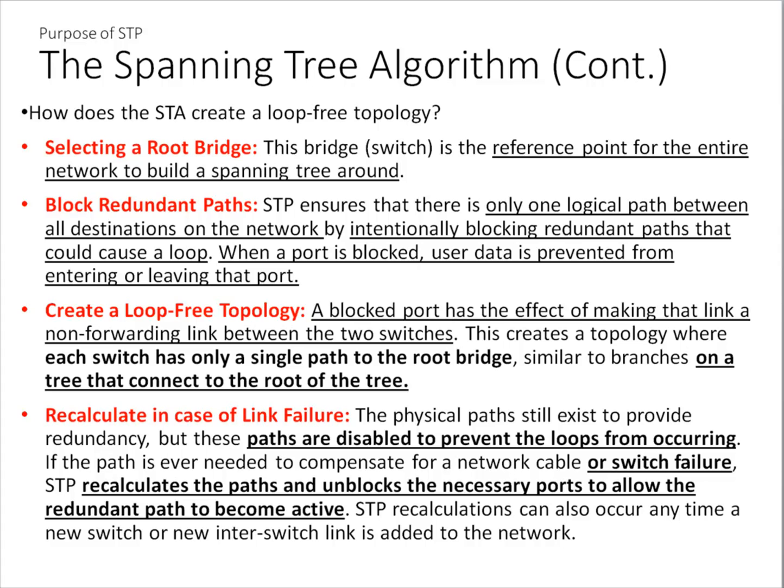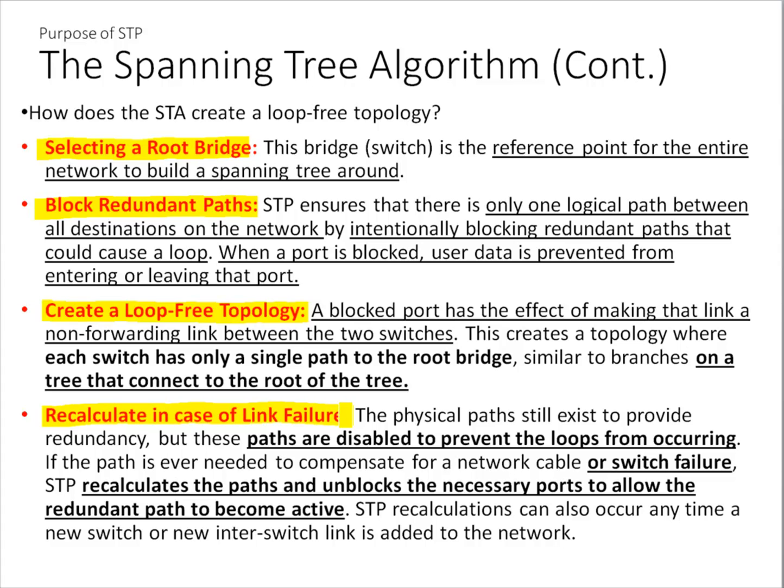Spanning tree algorithm. So what are all the steps? This is a very important thing. Basically there are 4 different steps, or we can say 4 different phases. The first important step is selecting the root bridge. Then the second one is block the redundant paths. Then create a loop-free topology, and finally recalculate in case of link failure. So these are the 4 different steps.